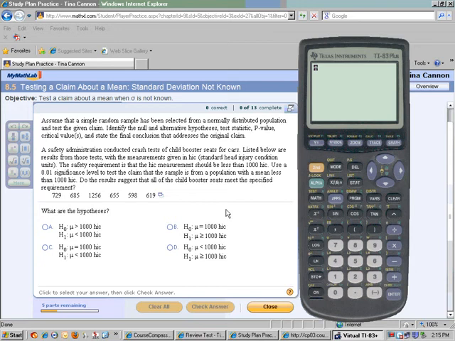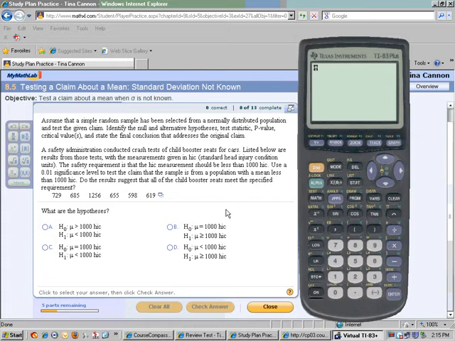In this video clip, we are going to be testing a claim about a mean when the standard deviation of the population is unknown. We will be using a sample standard deviation, and this is dealing with hypothesis testing. We're going to take a problem that is in section 8.5 that has a set of data that we're going to use to look at our claim.